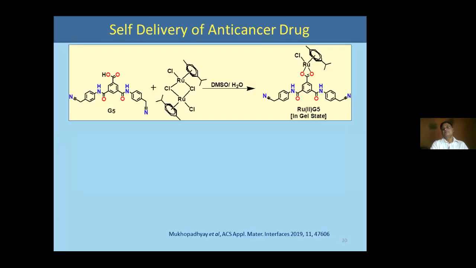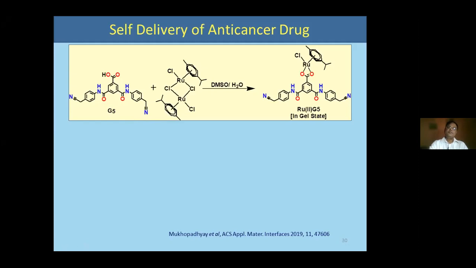Now, we have published one work. This is the only work I am going to show from my research group. Here the delivery agent is itself an anti-cancer drug, as you have seen that ruthenium complexes can show anti-cancer activities. So this is a molecule that we have synthesized, which shows gelation property. That is, it makes gel.